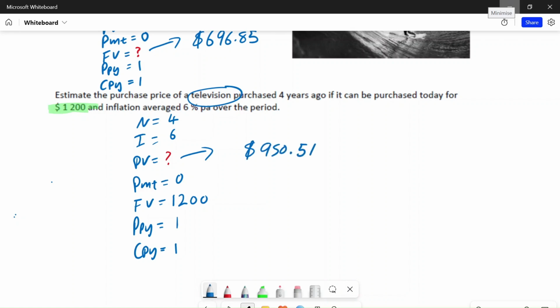Righto, so that's how we do inflation questions using the finance solver. Fairly straightforward. Go ahead and try some of the questions that are associated with inflation using the finance solver.